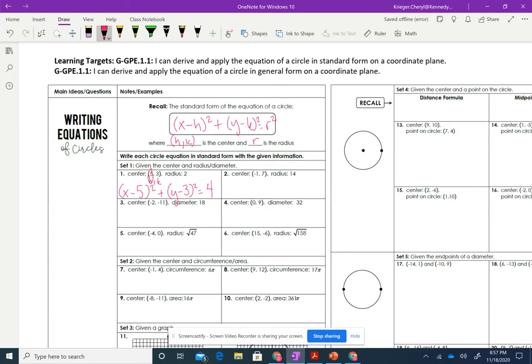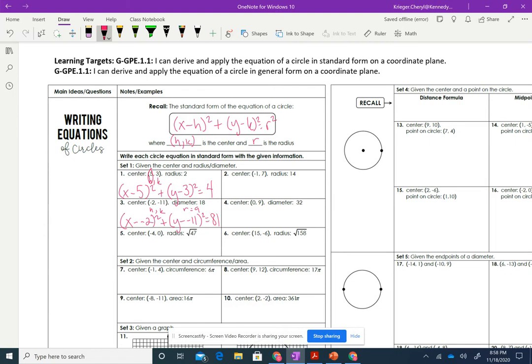Number 3 says my center (h, k) is (-2, -11), and my diameter is 18. So don't let that trick you. If the diameter is 18, the radius is half that, 9. So I have (x - h)², so don't write this down yet. (x - (-2))² + (y - (-11))² = 9², which is 81.